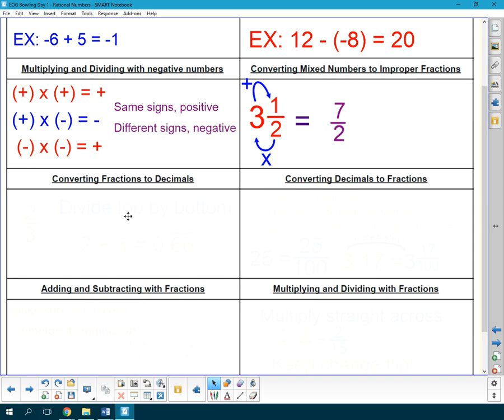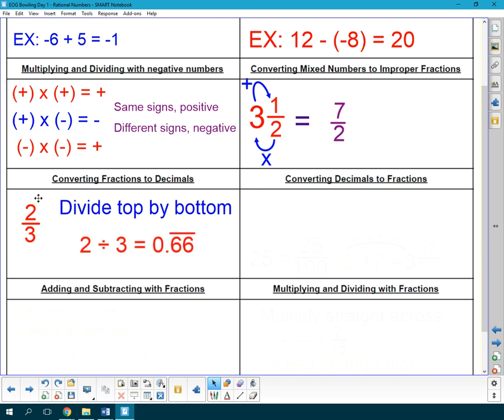We also converted fractions to decimals and decimals to fractions. To convert fractions to decimals, we divided the top by the bottom. So if we have 2/3, all we did was take a calculator and do 2 divided by 3. We got 0.6 repeating. To convert a fraction to a decimal, that's pretty easy. To convert a decimal to a fraction, I think it's even easier.